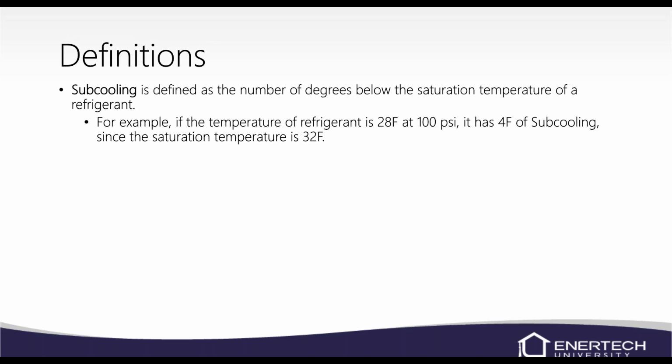Subcooling is defined as the number of degrees below the saturation temperature of the refrigerant. So if the temperature of the refrigerant is 28 at 100 psi, and the saturation temperature is 32, then again we just do the math, and that tells us we have 4 degrees of subcooling. Again, that picture with the jugs of water: subcooling is below that boiling point in that picture.